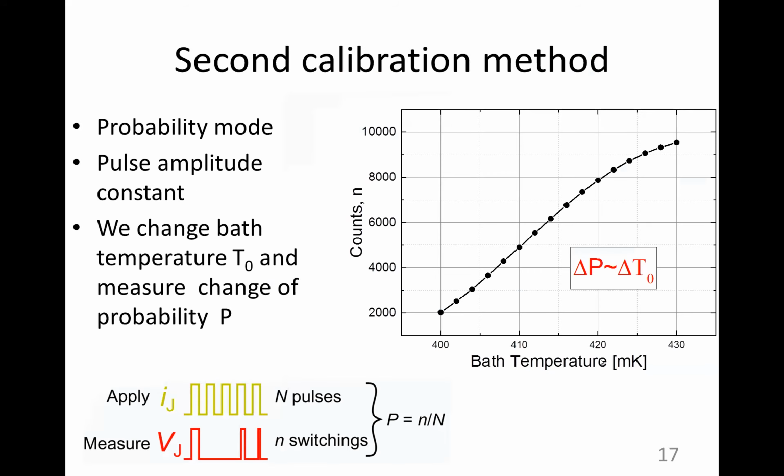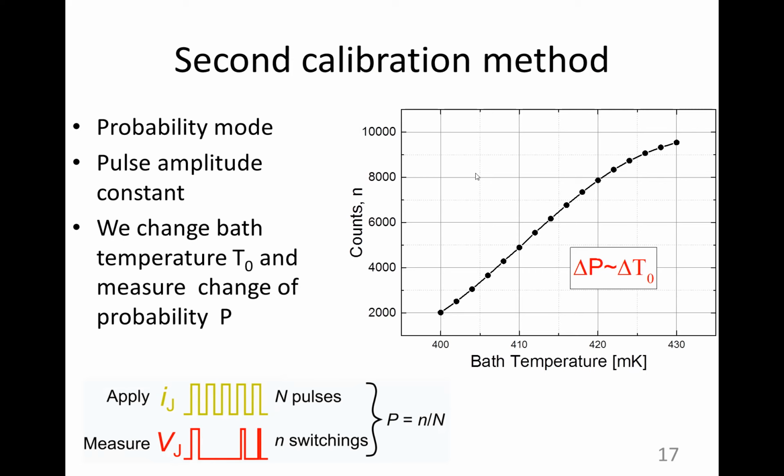So this is the first calibration method that is based on switching current, but apart from the temperature dependence of switching current, the probability of the switching is also temperature dependent. In the case of measuring temperature using probability, we use a constant pulse amplitude. We choose it and set it, not changing it, contrary to the previous mode. We just change the bath temperature.